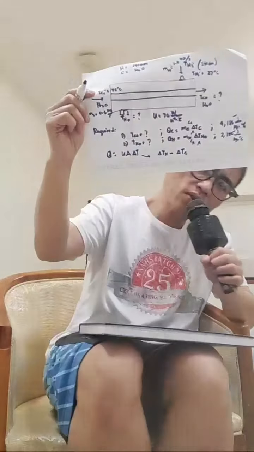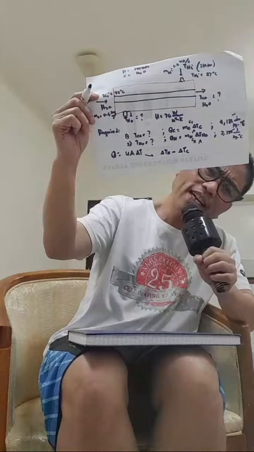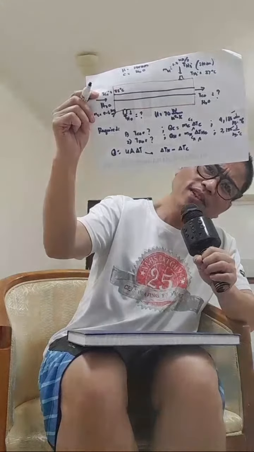So delta T here will be the delta T_H of the hot environment minus the delta T_C of the cold environment here. Look, Q is equal to UA delta T, where delta T is equal to delta T hot minus delta T cold. Okay, cold water, hot steam, something like that.